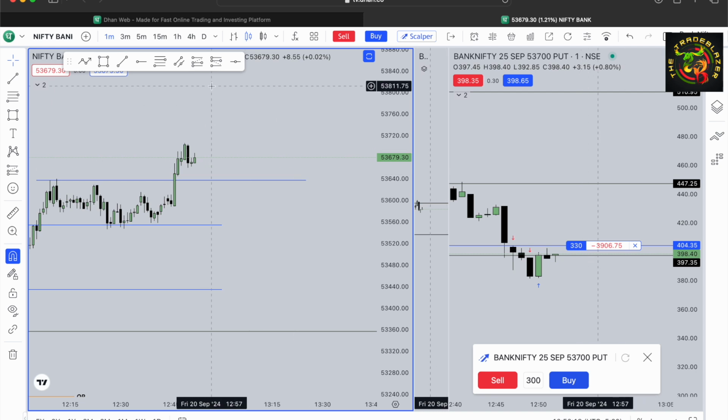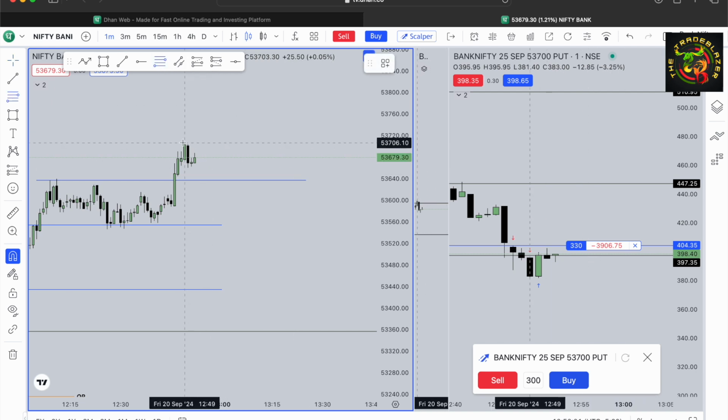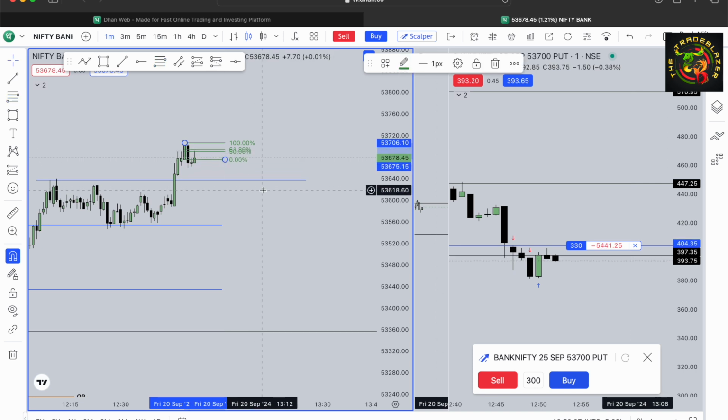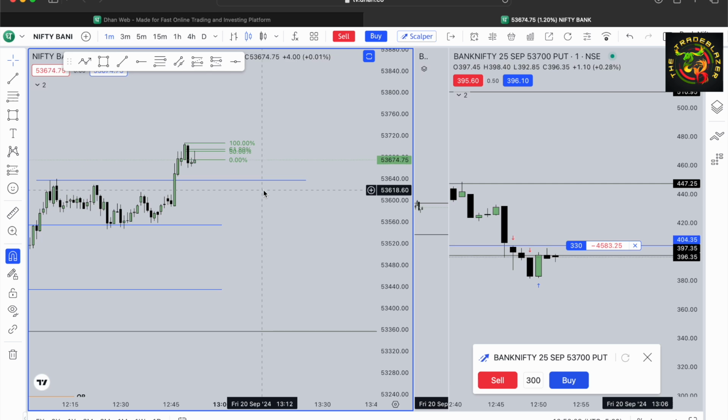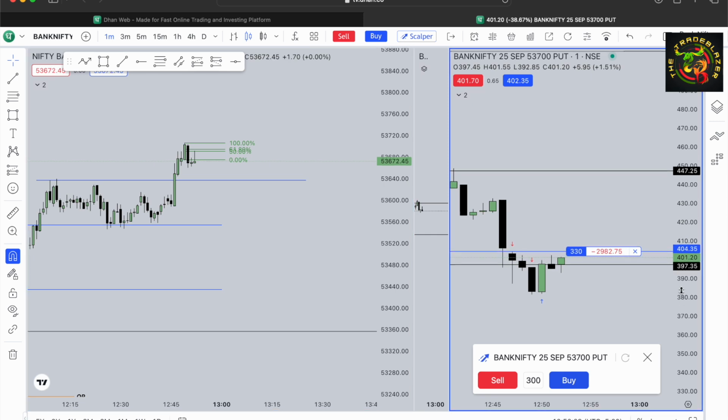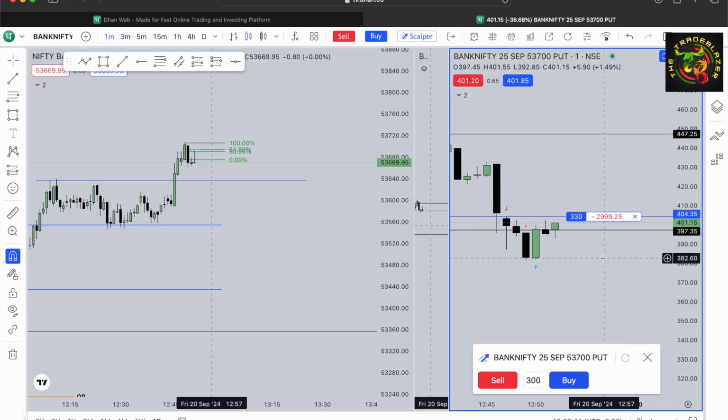Try to mark the fib levels here as well, guys, and we will look for a setup where price tries to trade below the fib golden zone here, that is 50% and 61.8%. As long as price is trading below this, we will be confident enough that we can stay in the trade and add more quantity and all that. We'll see how this goes on.